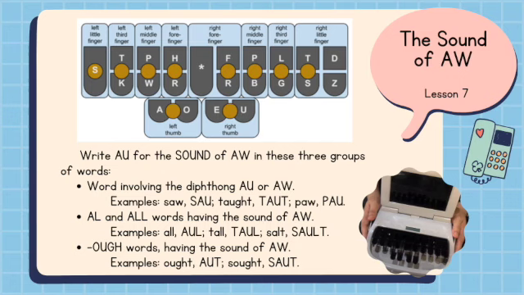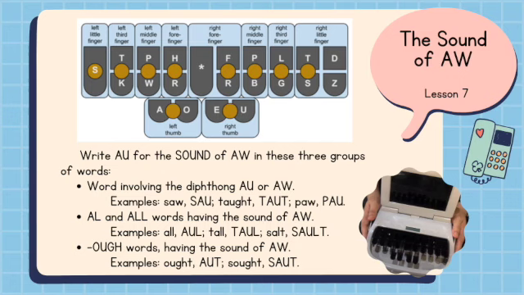Now let's proceed to lesson 7, the sound of awe. We write vowels AU for the sound of awe in these three groups of words. First, words involving the diphthong awe. For example, the word saw. The stroke is initial S and then the sound of awe, or diphthong awe. Then also taught, initial T, diphthong O, and then final T. Same with paw, initial P, diphthong O.